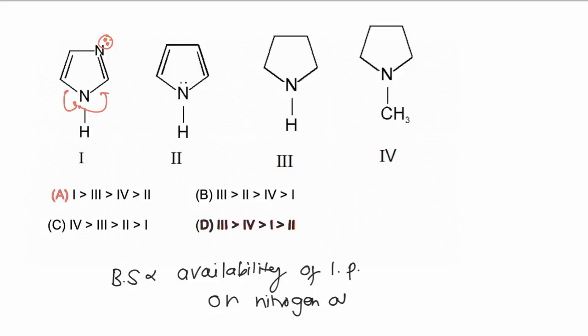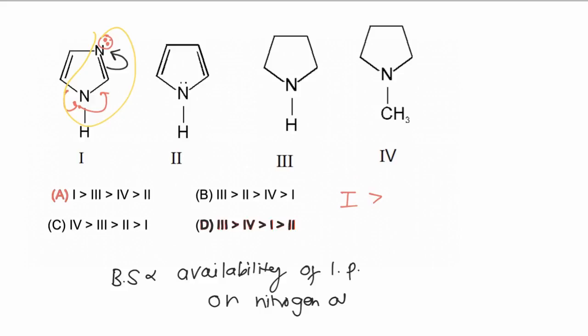And in this case, this nitrogen increases electron density on the other nitrogen atom, and this part of the molecule can be regarded as an imidine system. So the first is the most basic among the given.